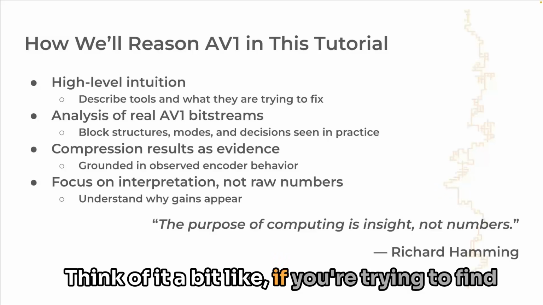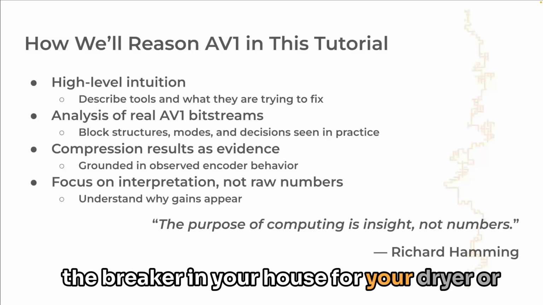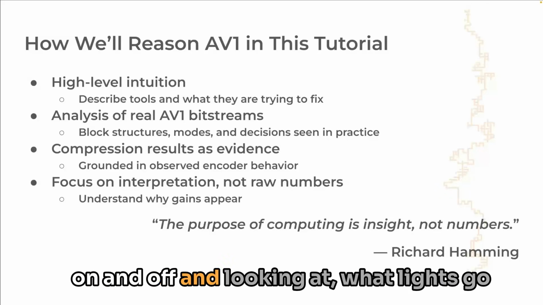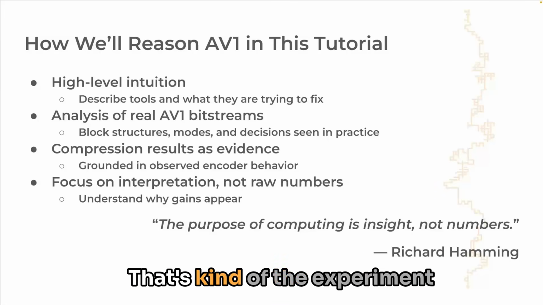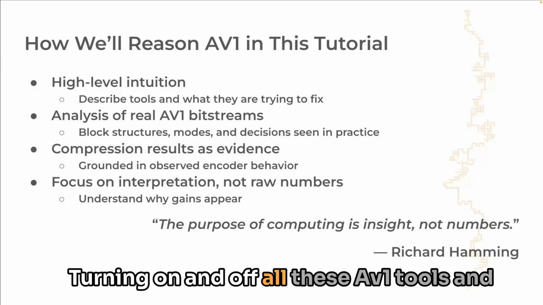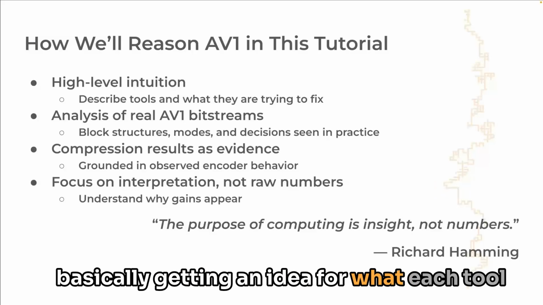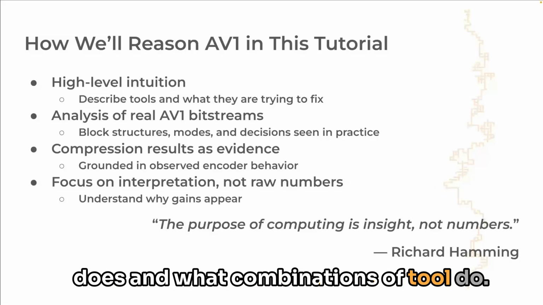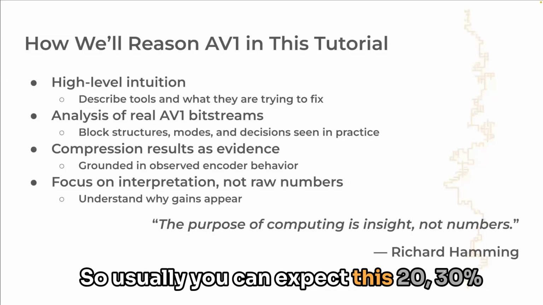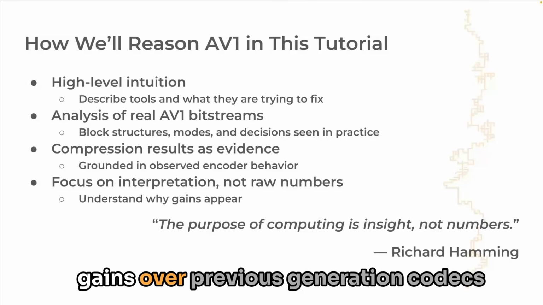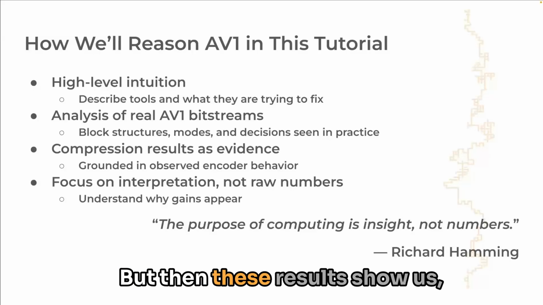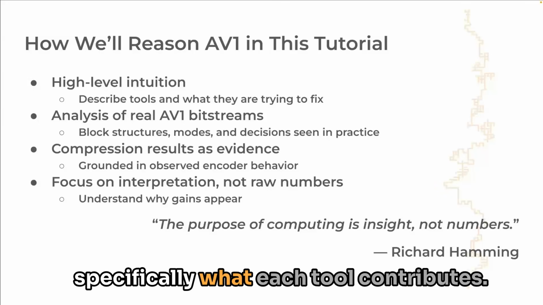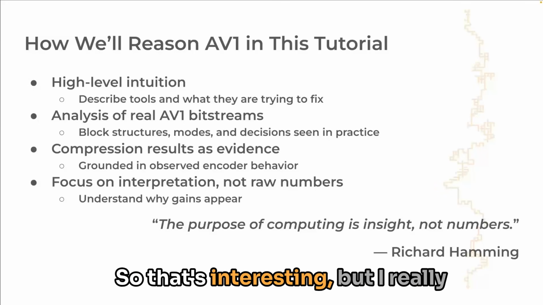Think of it a bit like if you're trying to find the breaker in your house for your dryer or something, and you're just turning them on and off and looking at what lights go out in what part of the house until you find the breaker you're looking for. That's kind of the experiment that was done there, turning on and off all these AV1 tools and basically getting an idea for what each tool does and what combinations of tools do. Usually you can expect this 20-30% gains over previous generation codecs, depending on what numbers you're looking at. But these results show us specifically what each tool contributes. So that's interesting.